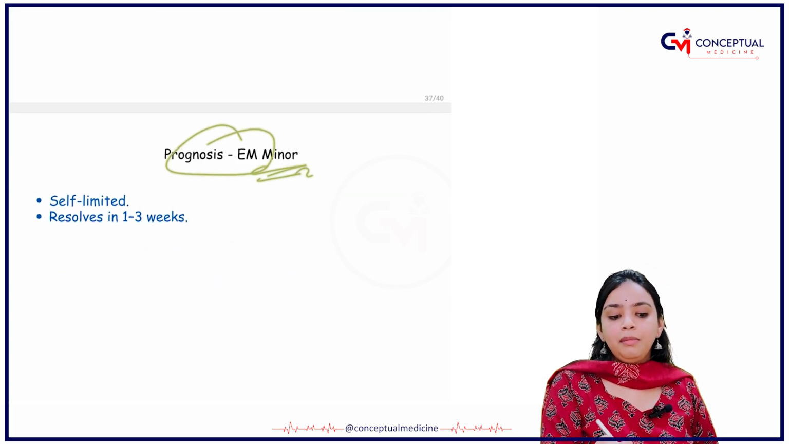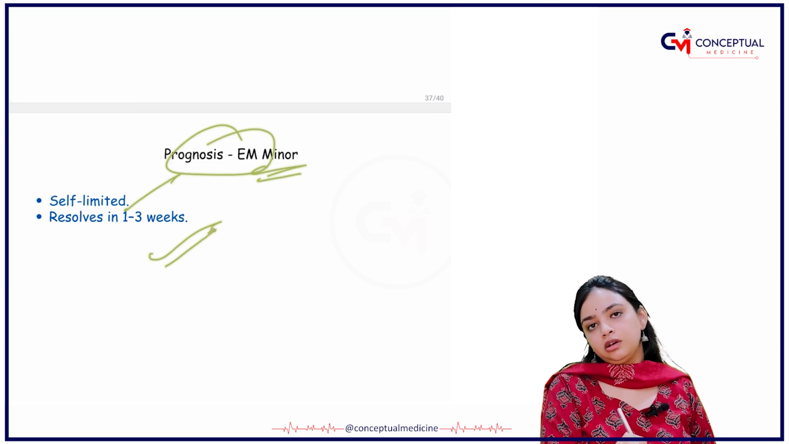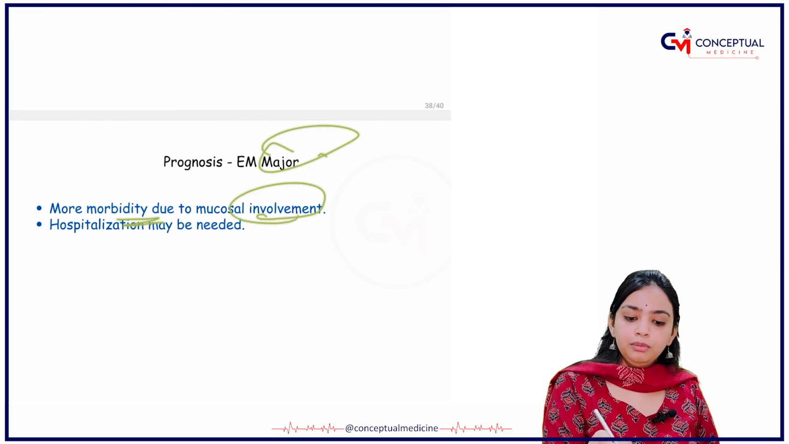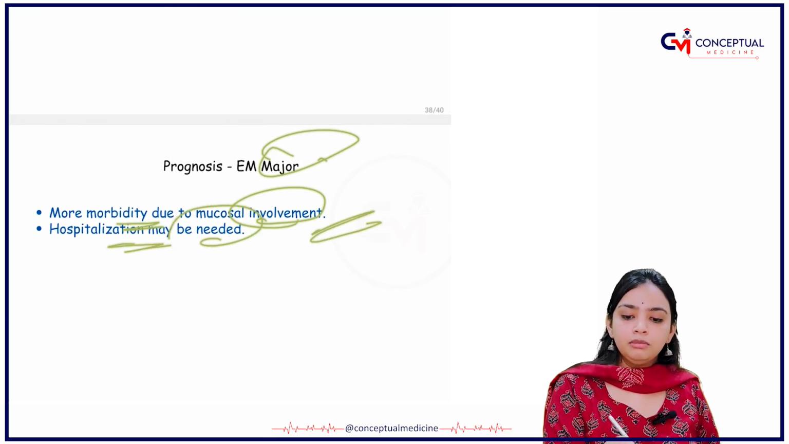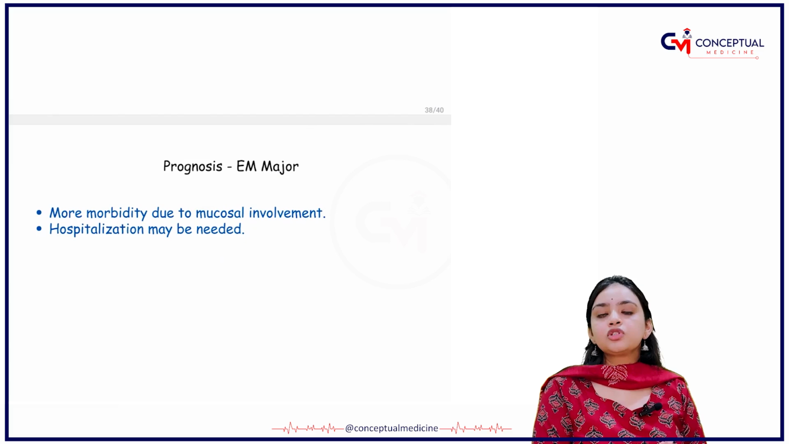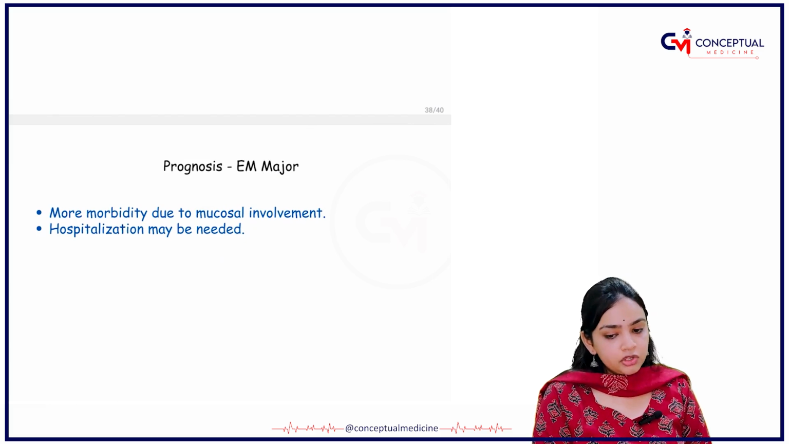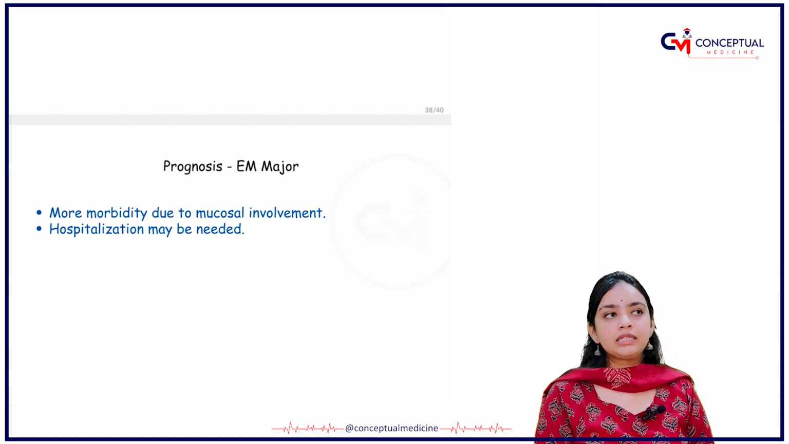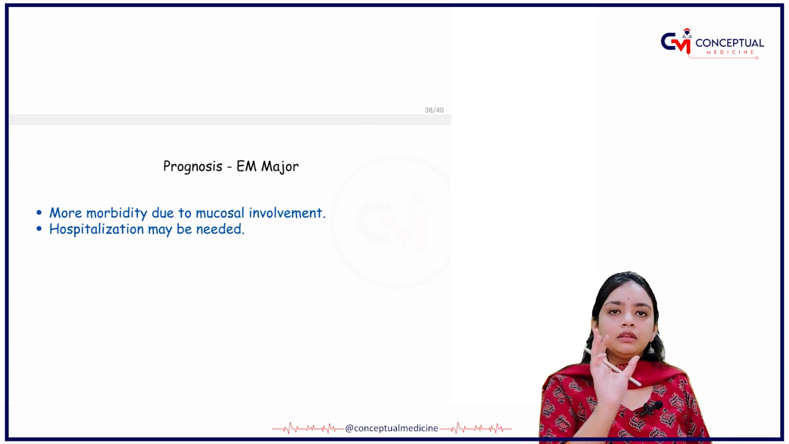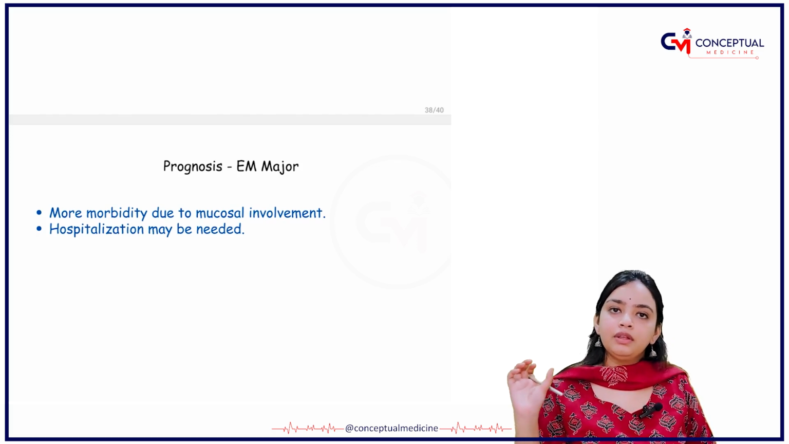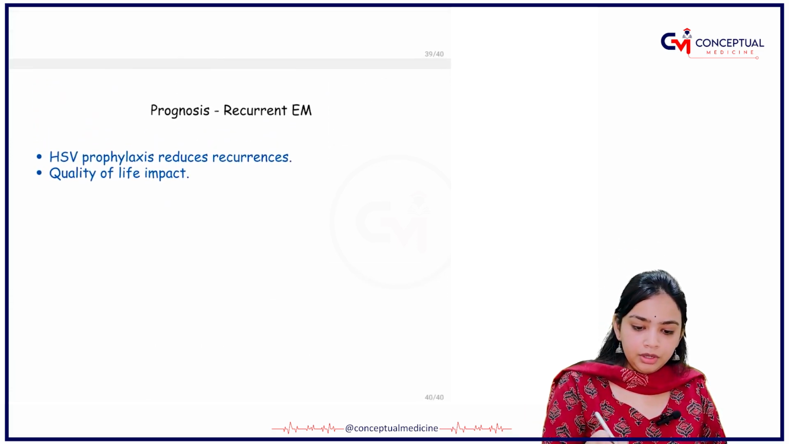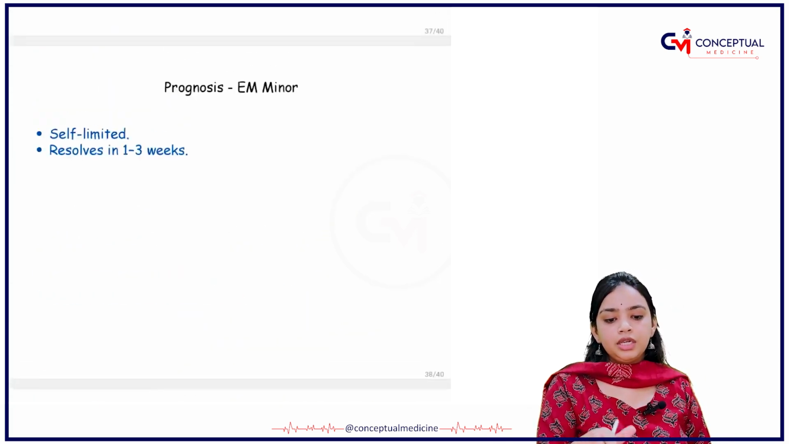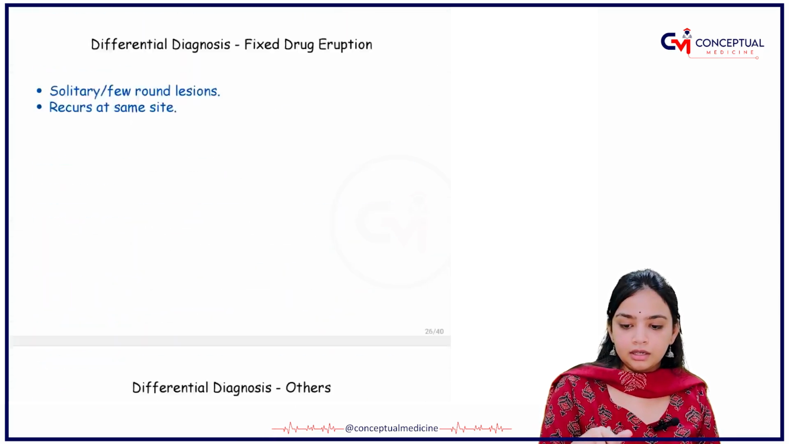Prognosis: the minor one is self-limited and resolves in around 1 to 3 weeks. The major one has more morbidity due to mucosal involvement. Hospitalization may be needed in cases of the major one, but if we are dealing with the minor one, then hospitalization is not at all needed because it can resolve within a given amount of time, right? If I talk about the recurrent one, then HSV prophylaxis to reduce the recurrence. So these are basically the things that we have read.